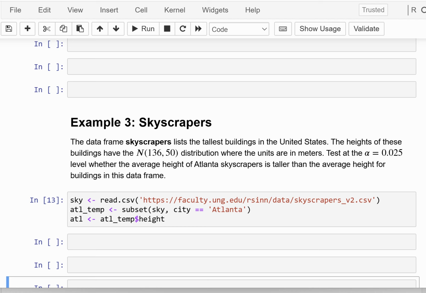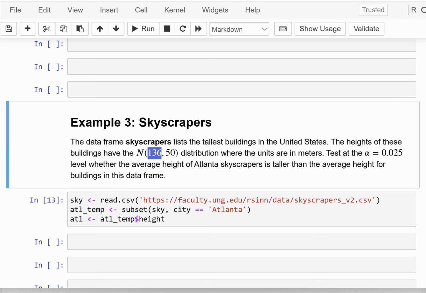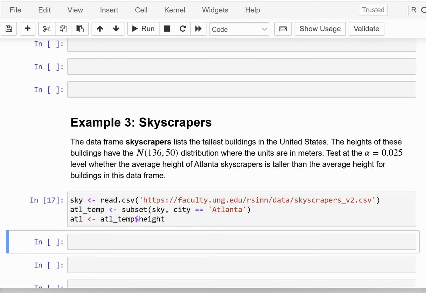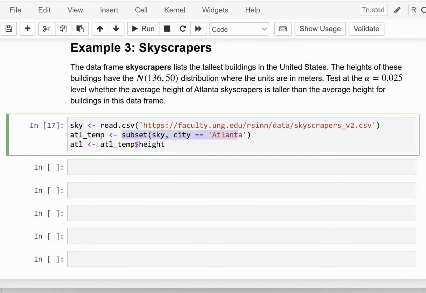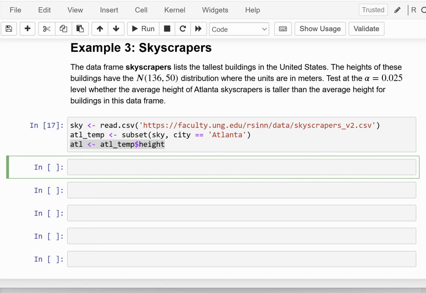Okay, what's going on here? Well, we have skyscrapers that on average are 136 meters tall in this database for the United States. And we're looking at the average level of these Atlanta skyscrapers. There's only one subset criteria, just to make sure that the city equals Atlanta, right? And now ATL is going to be a list of heights.